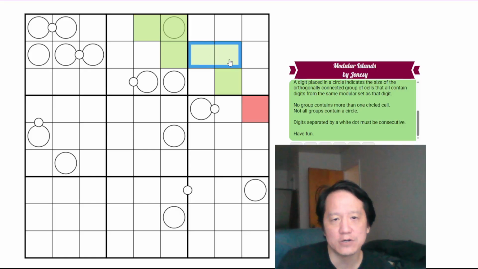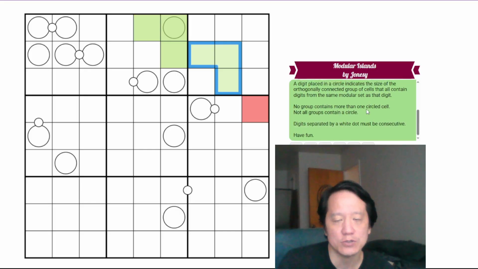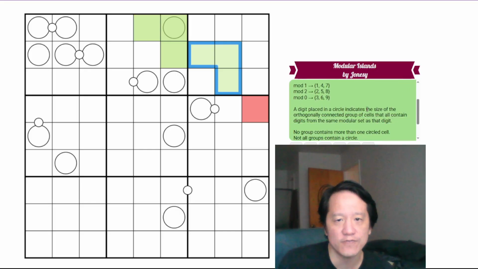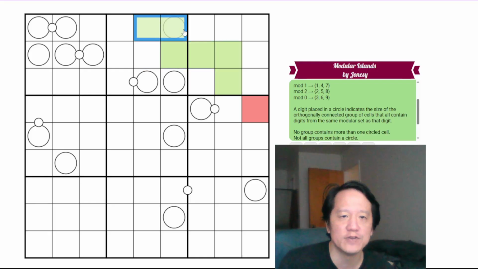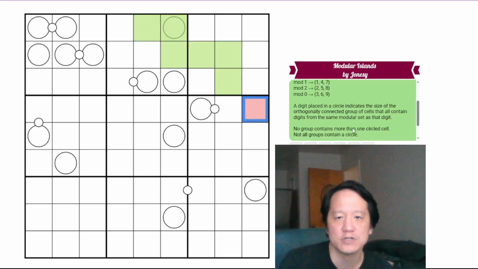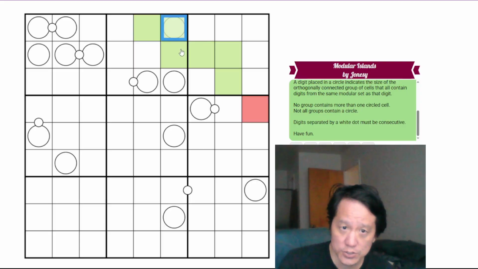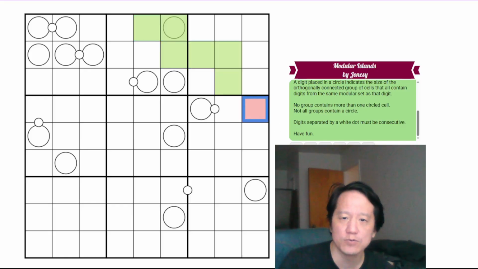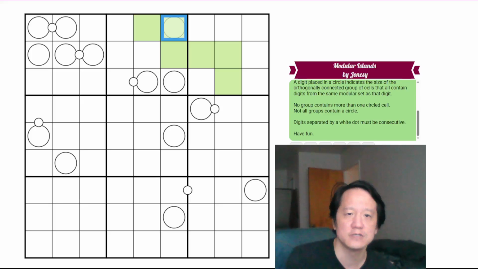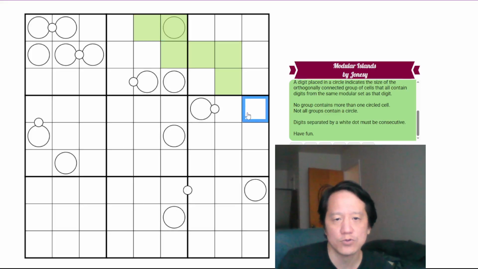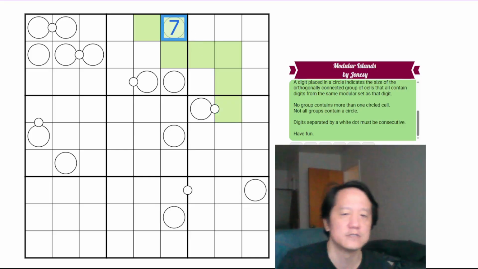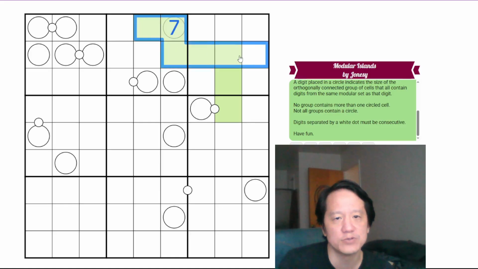And remember, these are the same modulo set, which would have to be either, if you're 1, 4, 7, it would be all 1, 4, and 7s here. If it's 2, 5, and 8, these would all be 2, 5, and 8, etc. So the digit in the circle, if this were the actual region, it would be 6 here. If this were the region, this would have to be 7, because the size of the orthogonally connected group of the same set is 7.